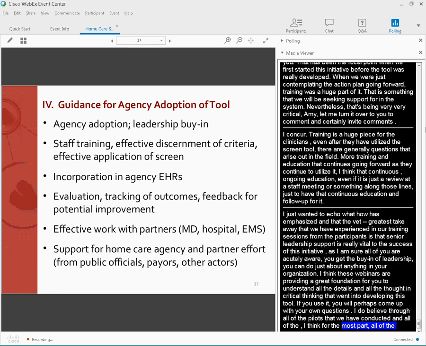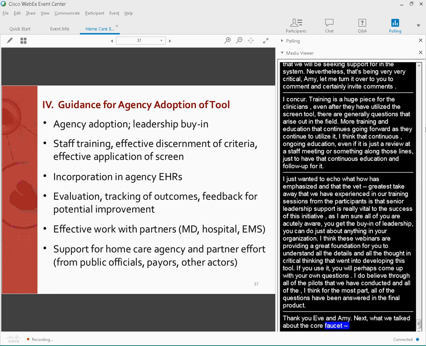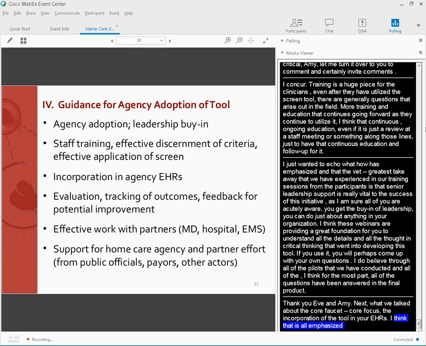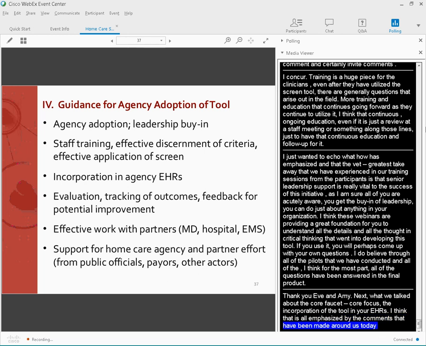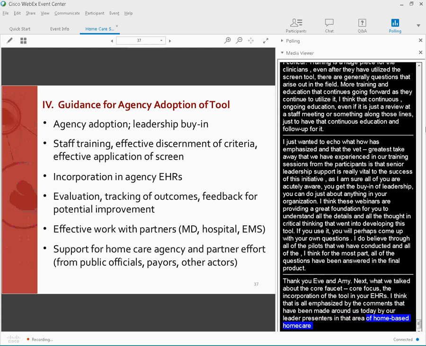So the next is what really was the core focus of the webinar, which was the incorporation of the tool in your EHRs. And again, I think that's all emphasized by the comments that have been made today by our leader presenters in that area, home-based, home care, and NetSmart. The next portion really is on evaluation, tracking of outcomes, and feedback for potential improvement.